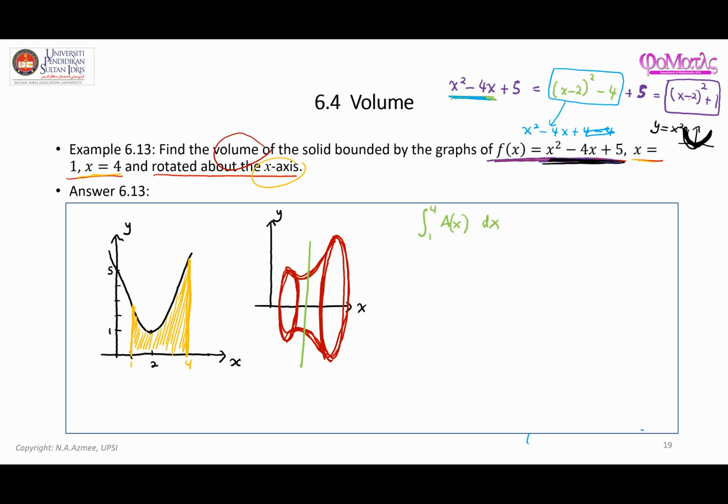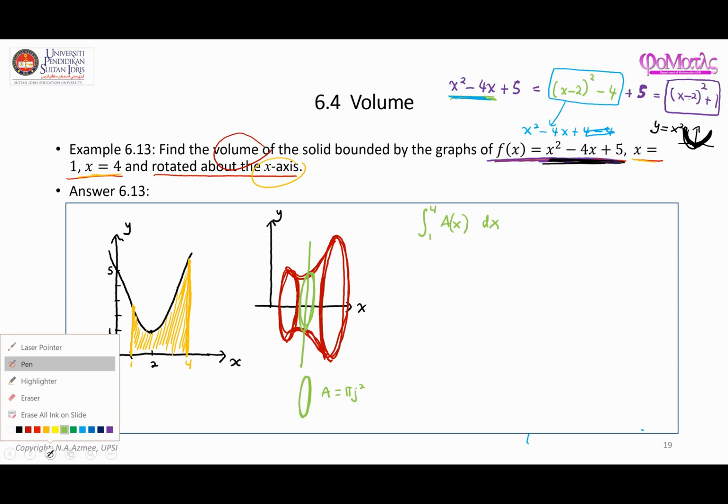Now if you slice it through x here, I'm sure you'll be able to see that the surface is going to look like this. This is a circle, and we know that the area of a circle is just pi r squared. So if you slice it at this point, for example, this is the area, and the radius is going to be from this point to this point, and you can read it from the value of y here.